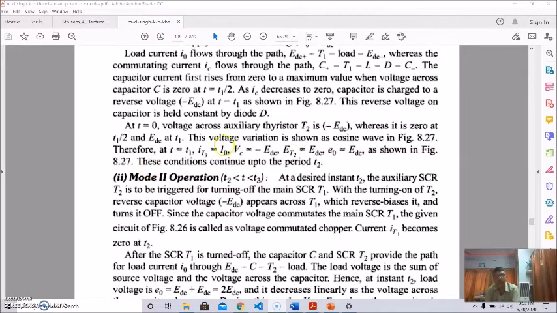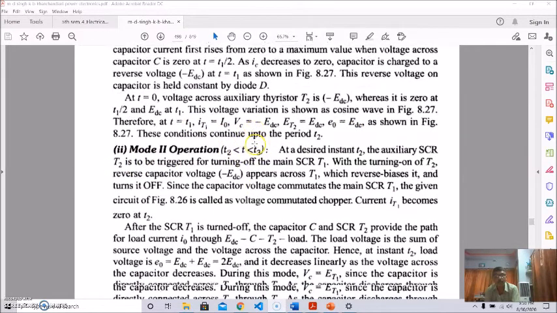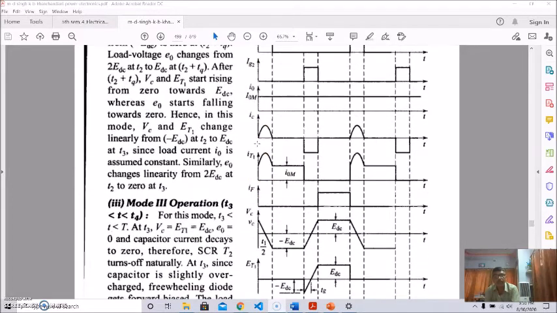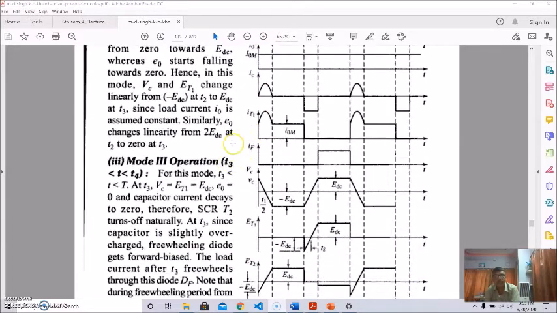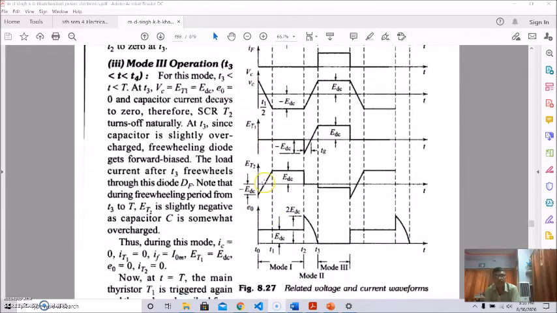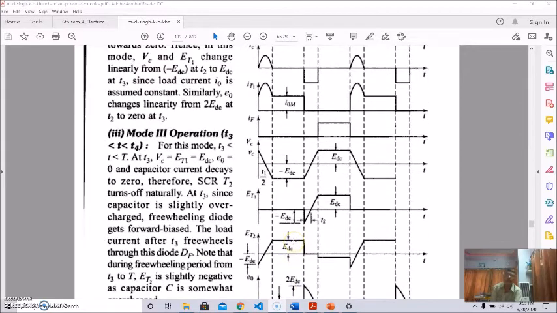Therefore, at t equal to T1, IT1 equal to I0, Vc equal to minus EDC, ET2 equal to EDC, and E0 equal to EDC. That is shown in the figure. So this continues up to t equal to T2. So this mode will continue.